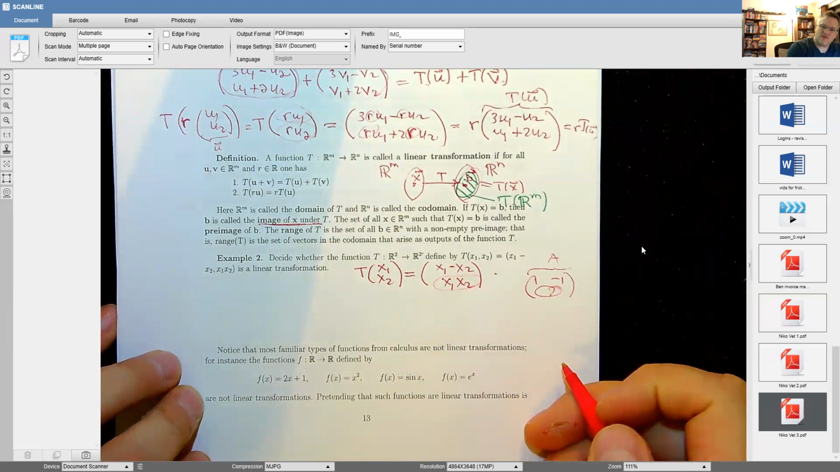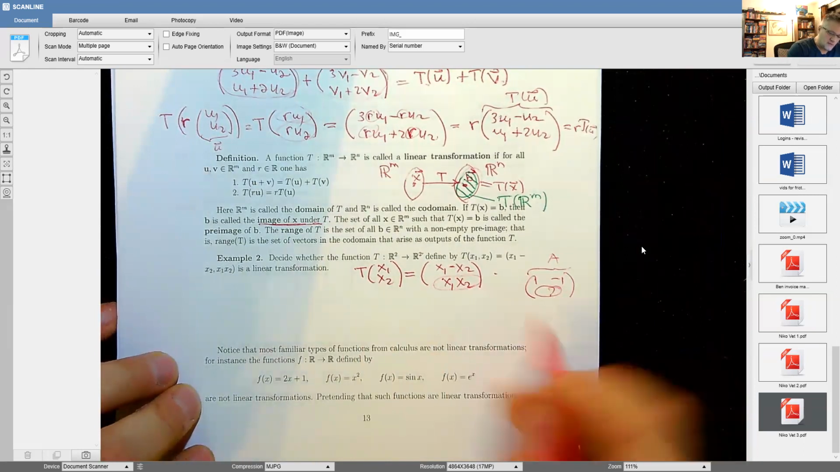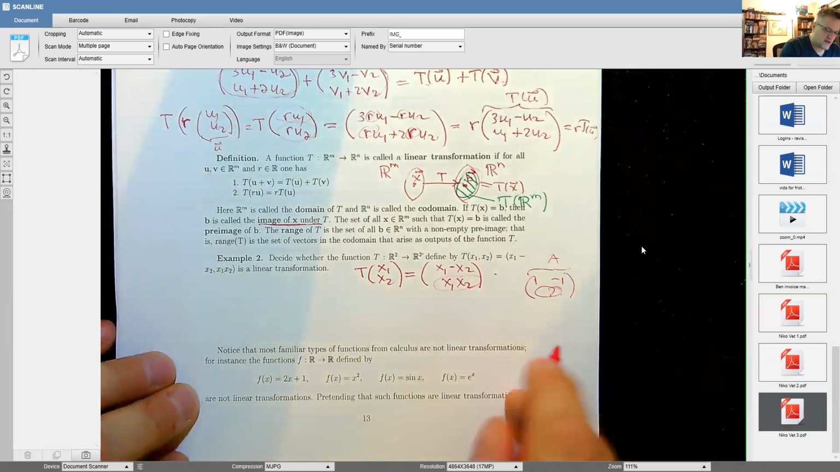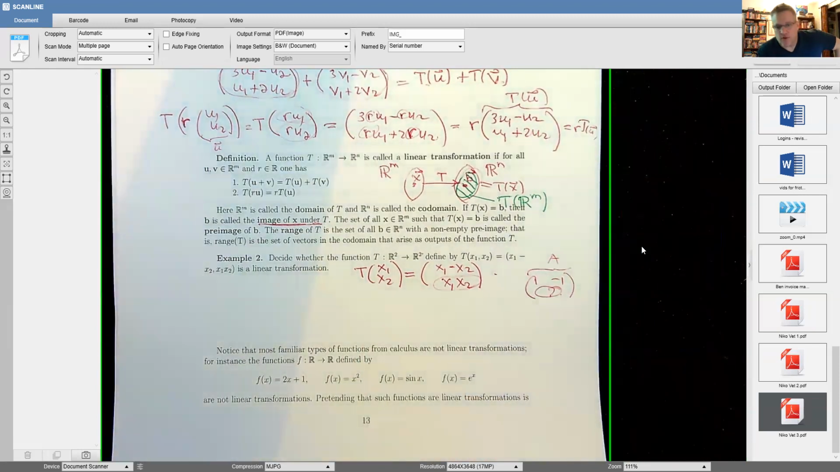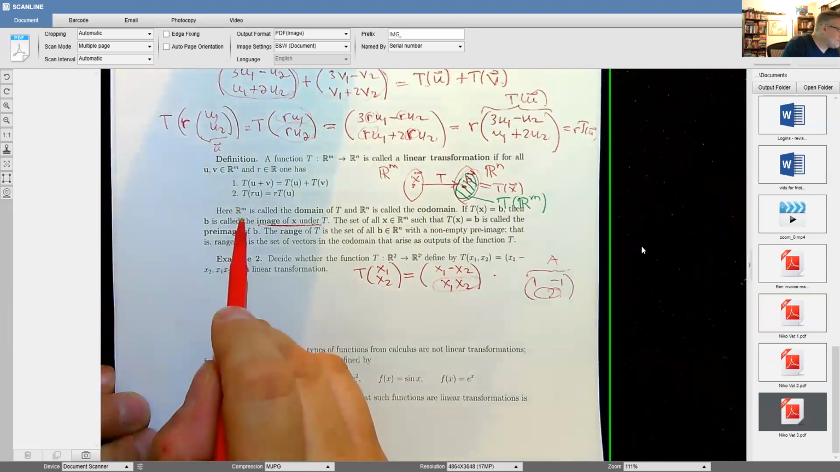Right? If there's that hesitance, that suggests that the mapping probably is not a linear transformation. It's not a proof, right? Because we may just not be insightful enough to do it. But to prove it, we have to show that one of these properties fails.